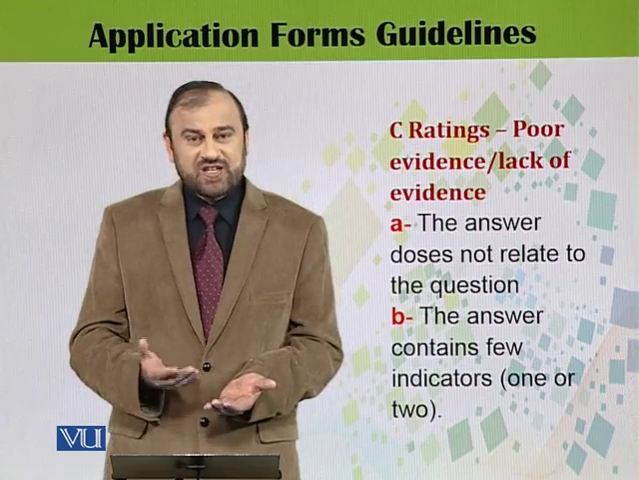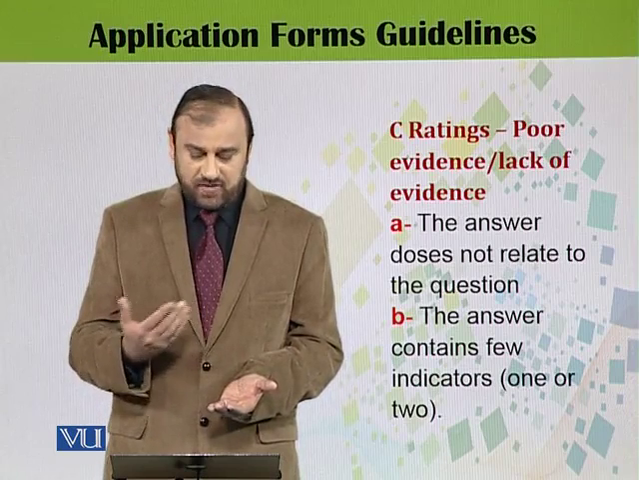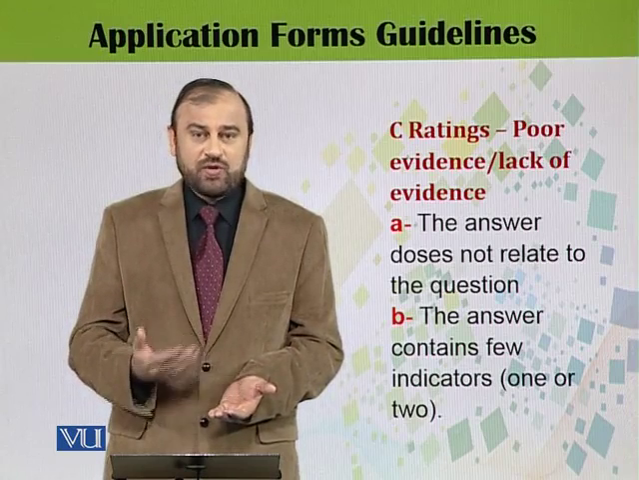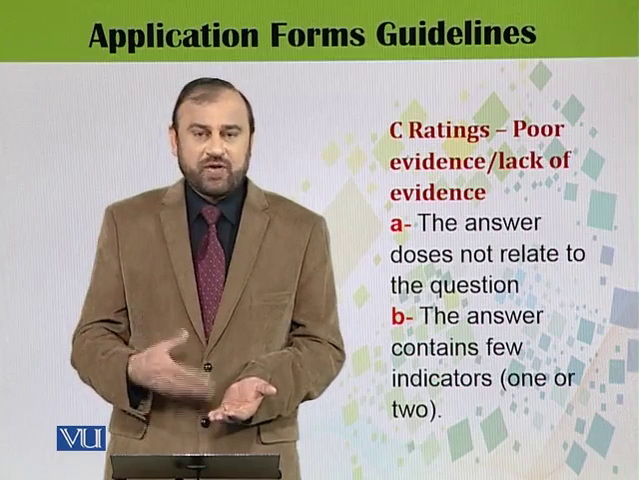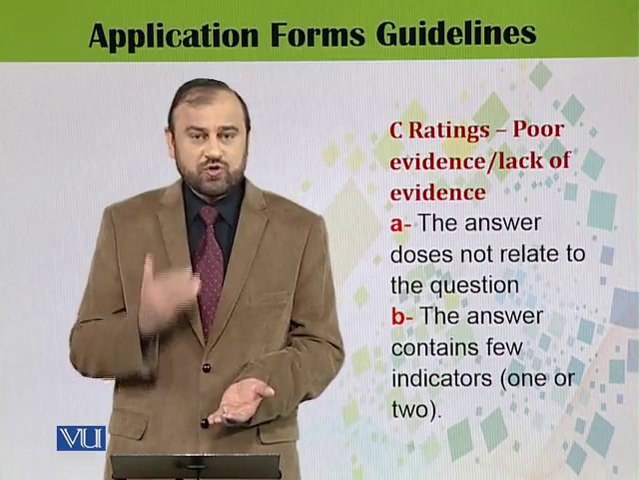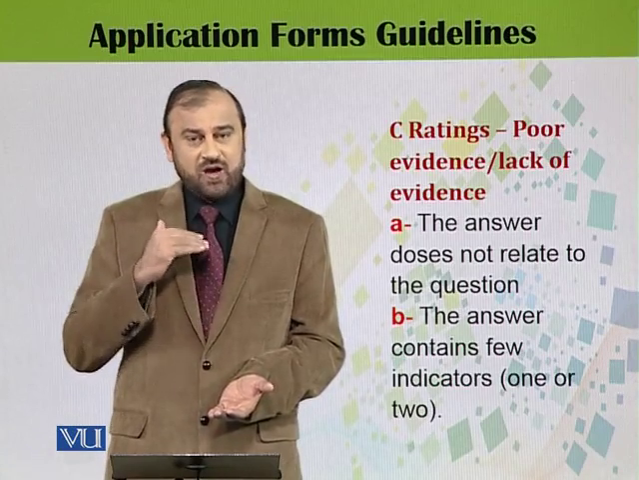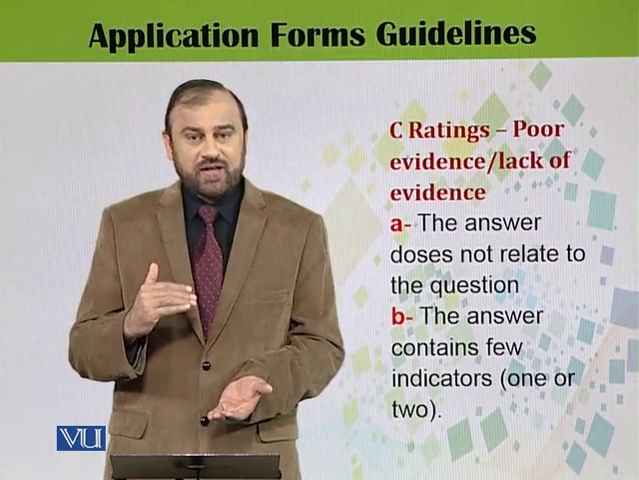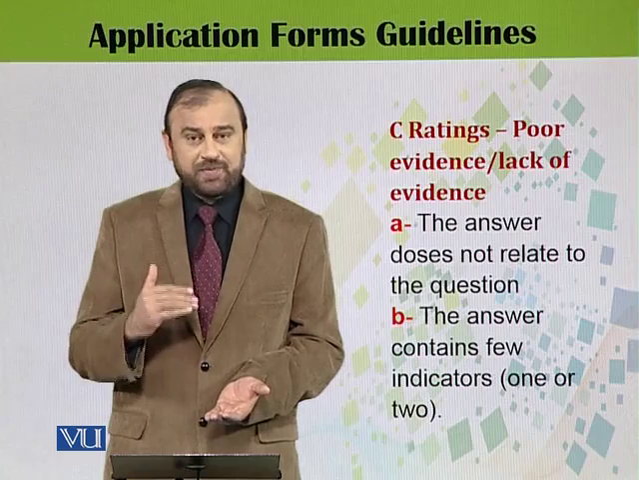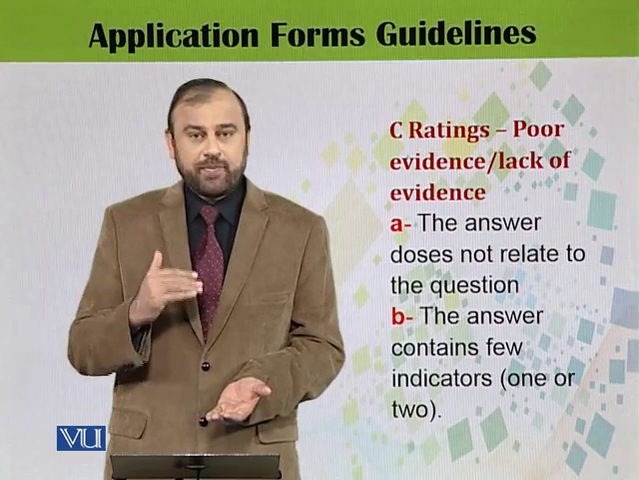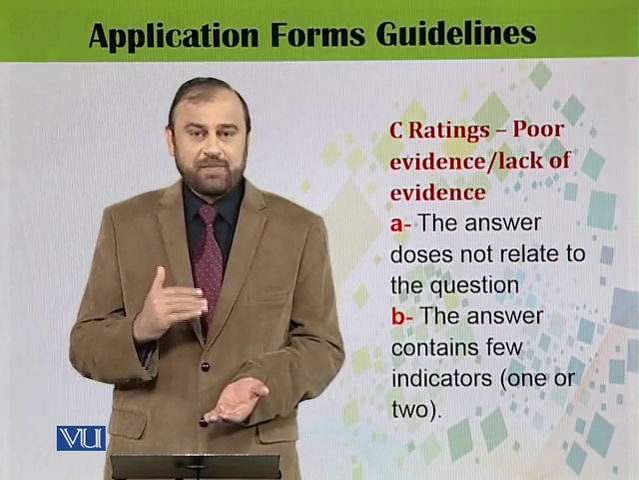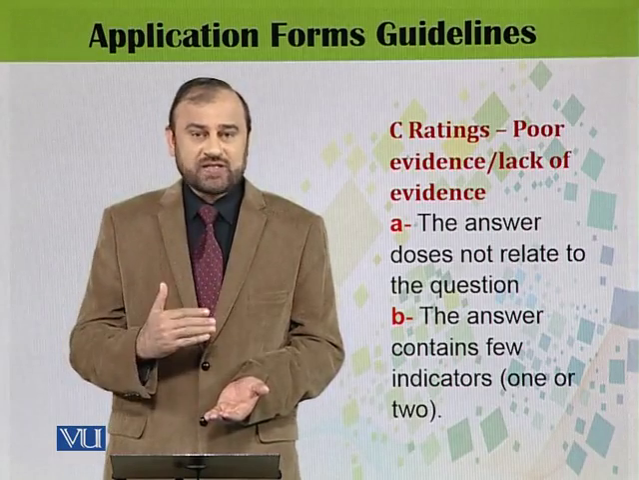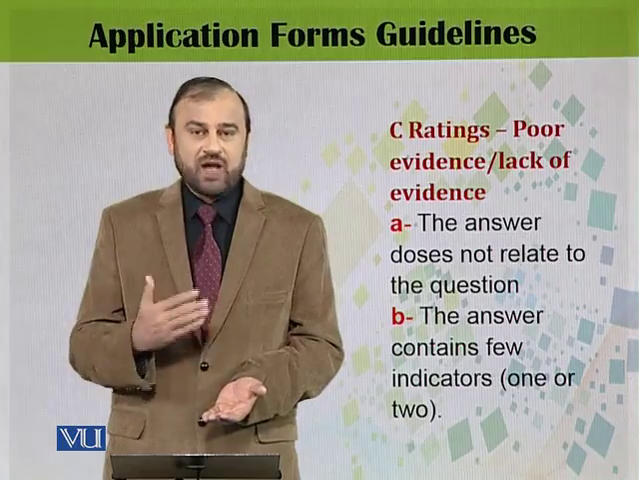C rating means that poor evidence is given, and you may reject or may not shortlist that application form for the further selection process. So you have to keep the ratings in mind: A rating, strong evidence; B rating, acceptable evidence; and C rating, poor evidence. And based on those ratings, you may shortlist application forms for the next process, and the next process can be the employment test.